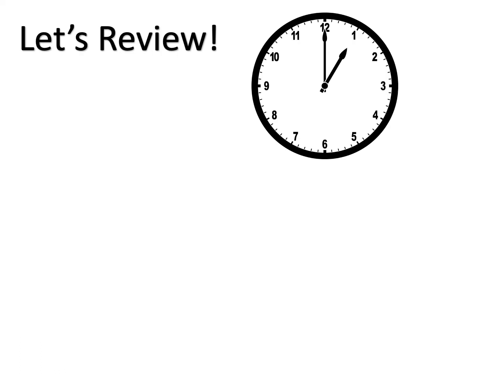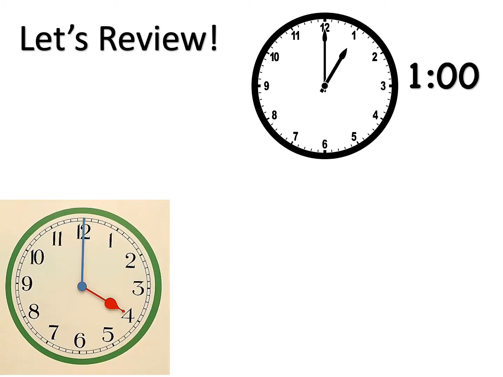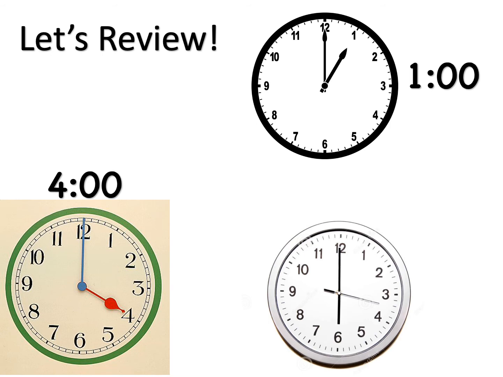Okay, let's review a little bit from what we've done before. Look at this first clock, boys and girls. What time does that say? The hour hand is pointing to the 1, and the minute hand is pointing straight up to the 12. What time is it? 1 o'clock. Very good. How about this next clock? What time does this clock say? 4 o'clock. Nice job. And finally, what does this clock say? 6 o'clock. Nice job, boys and girls.